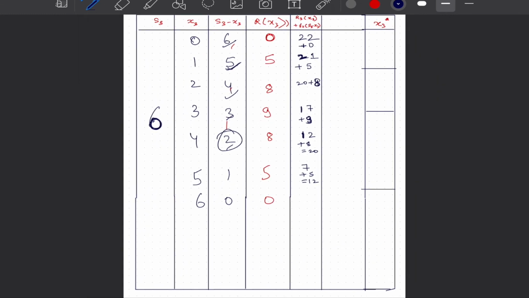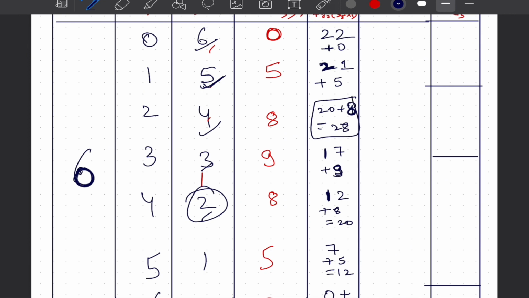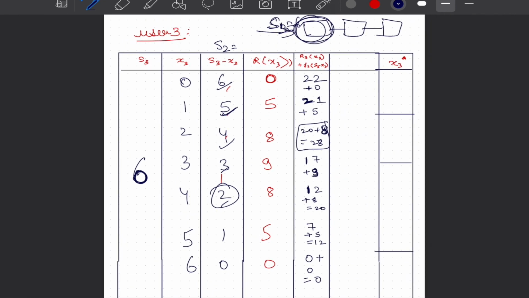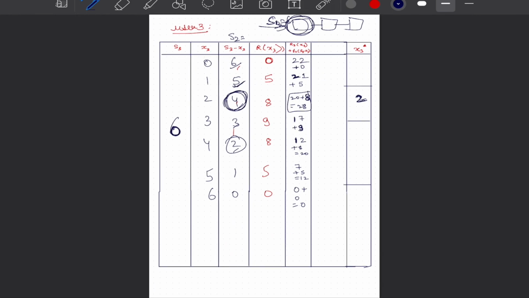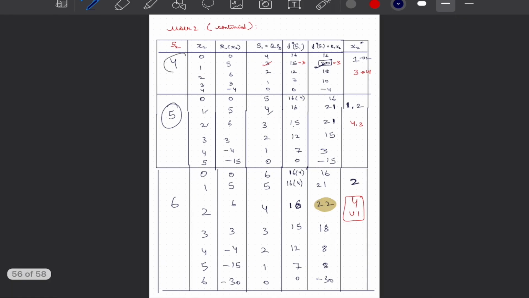And if 1 unit is available, we will go here, and for user 2, where the maximum return is going to be 7 for that state, we will write 7 plus 5 equal to 12. And here if 6 units are allocated all to user 3, our return was 0. So this would become 0 plus 0 equal to 0.